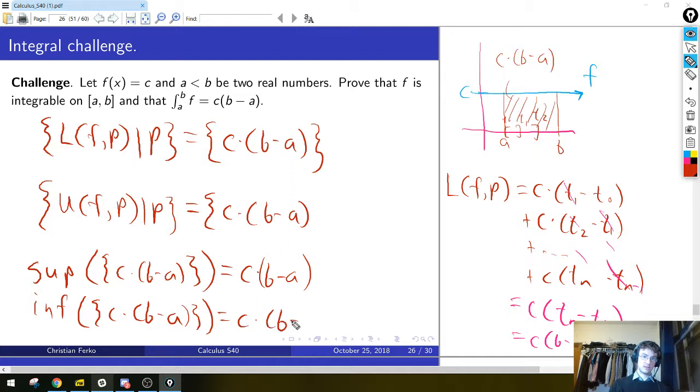And therefore, the integral of f from a to b. Okay.